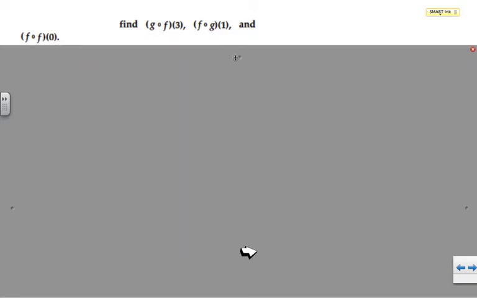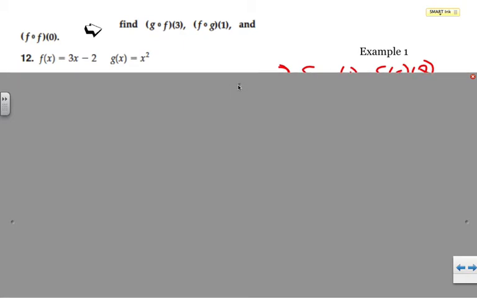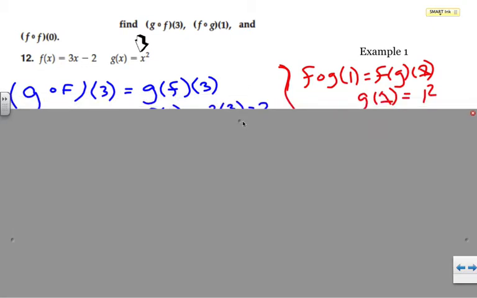So what this means is we're going to start with this idea. It asks us first to find g of f of 3, and then f of g of 1, and f of 0. So let's start with what our functions are. These are the same functions we were using yesterday, remember? So f of x equals 3x minus 2, and g of x equals x squared. Please ignore the side, we'll do that one in a minute. We're going to start with the blue one.